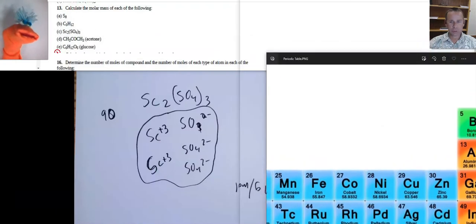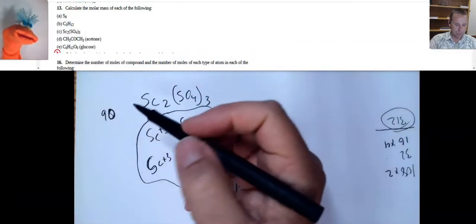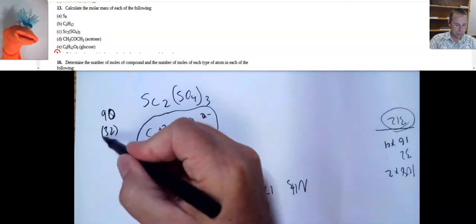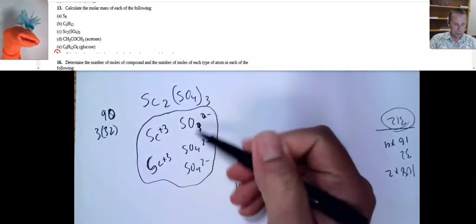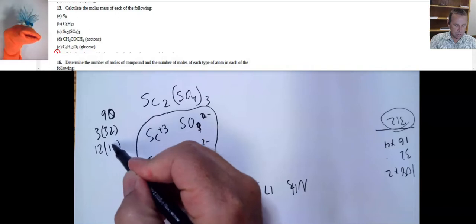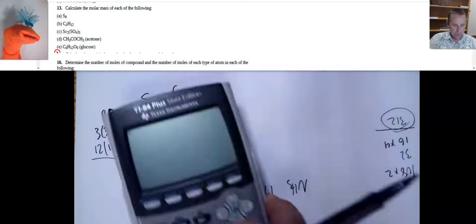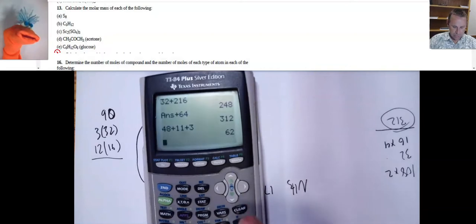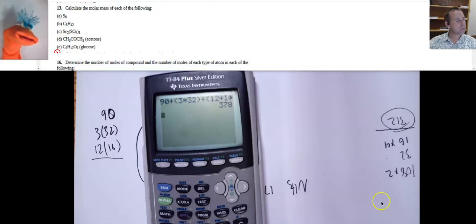32.1, or 32 would be fine. So 32 times what? 3 sulfurs. Oxygen, how many? 12? Yeah, there's 12 oxygens, which are 16. Okay, so adding those together, 90 plus 3 times 32 plus 12 times 16. 378 for scandium sulfate.